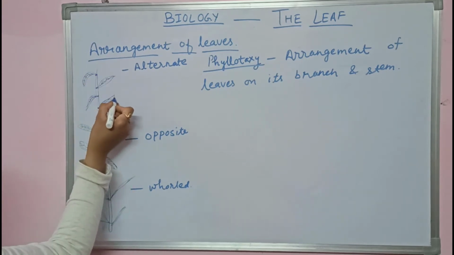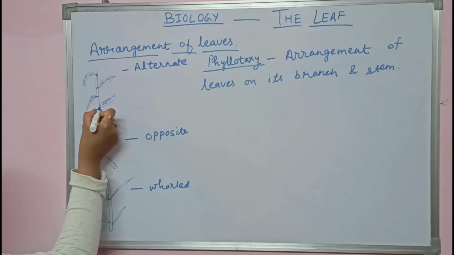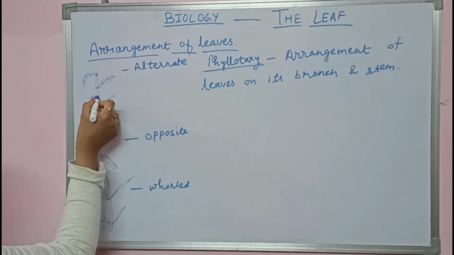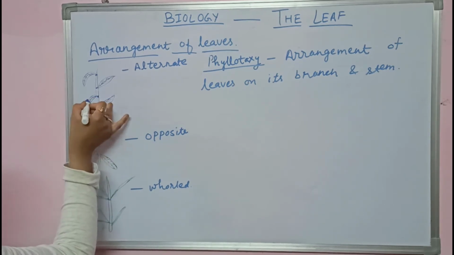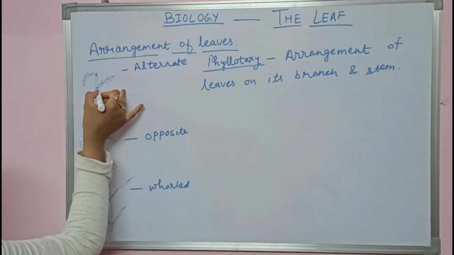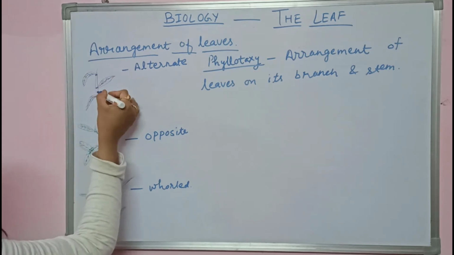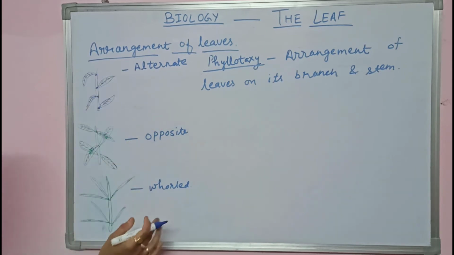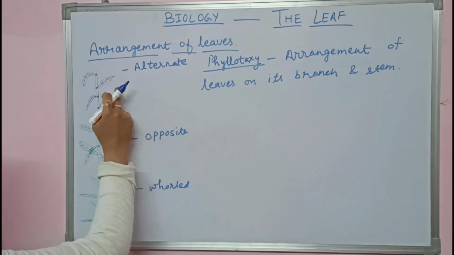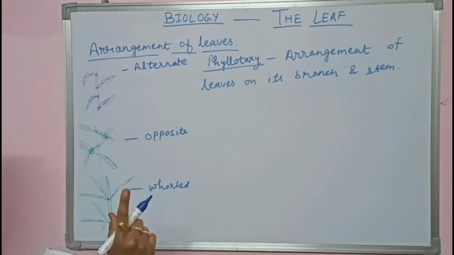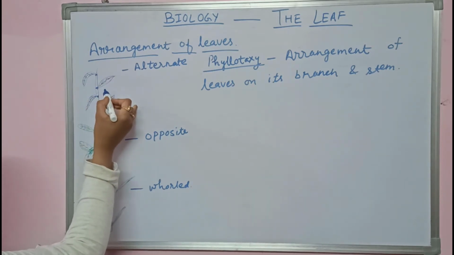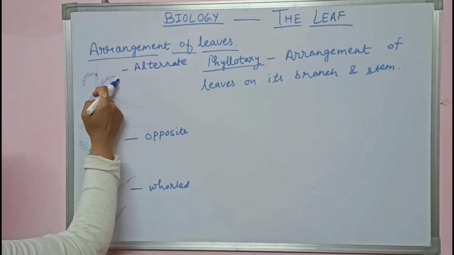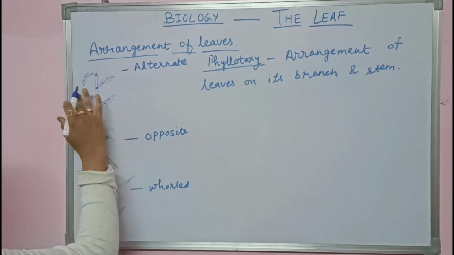Here you will see only one leaf is generating from one node, and there is another leaf on the successive node in the opposite direction. In this continuation, the third leaf is on the third node, again in the opposite direction. This is called alternate arrangement. Only one leaf arises from each node. The next leaf arises from the successive node in the opposite direction.